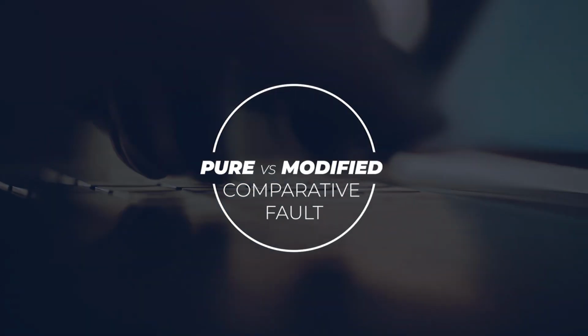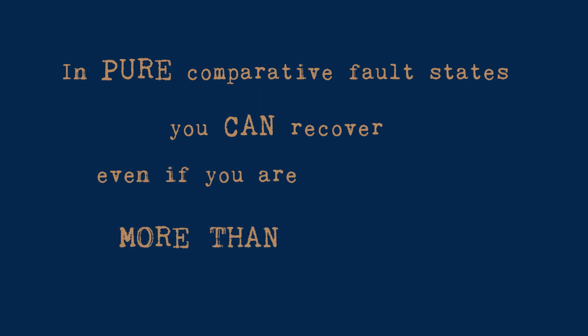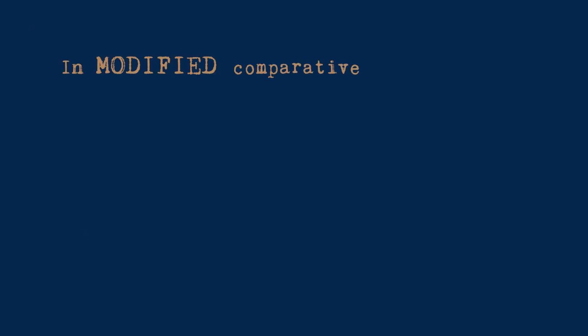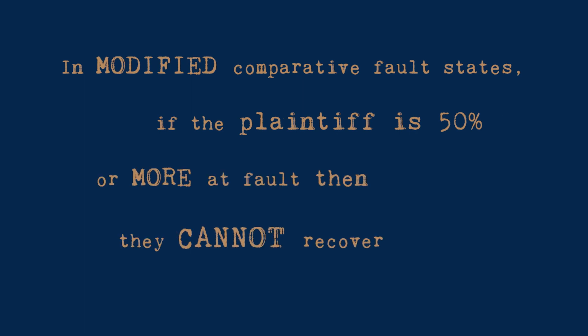Right. So there's pure and modified comparative fault, correct? So what's pure and modified? Different states have different laws when it comes to whether you can recover when you are at fault or partially at fault. In pure comparative fault states, you can recover even if you are more than 50% at fault. So if you're 70% at fault and the other person's 30% at fault, you can still recover 30% of your damages because that's what the other person's responsible for. However, in modified comparative fault states, like Georgia, the state that we're in, if the plaintiff is 50% or more at fault, they cannot recover anything.